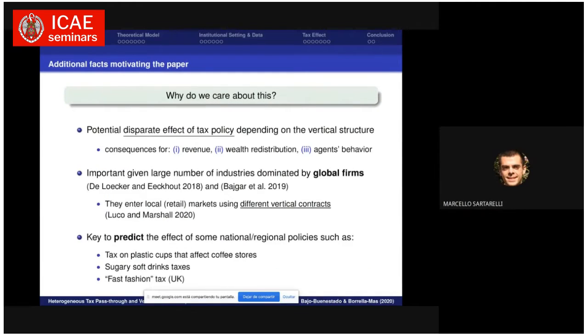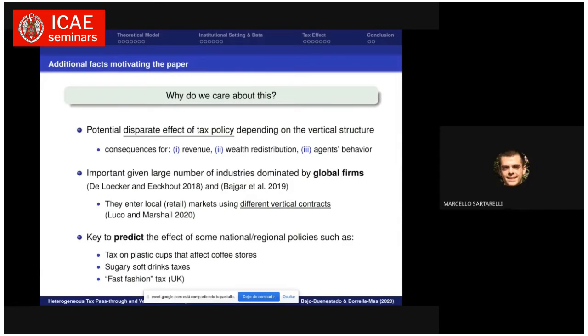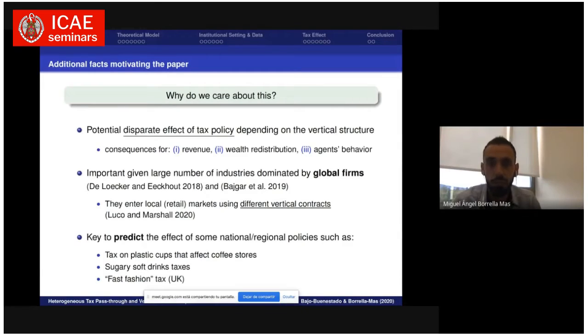Additionally, one quick question about double marginalization. What do we know about it? Isn't there a coordination issue for whether the markup is conventionally used upstream or downstream? Yep, and this is something that I'm going to discuss in the theoretical model. Let me focus on this question in the theoretical model.